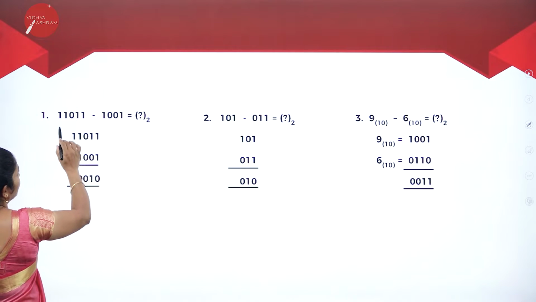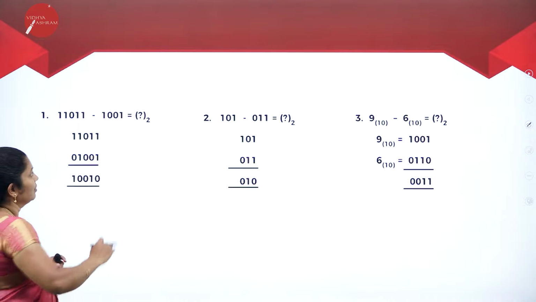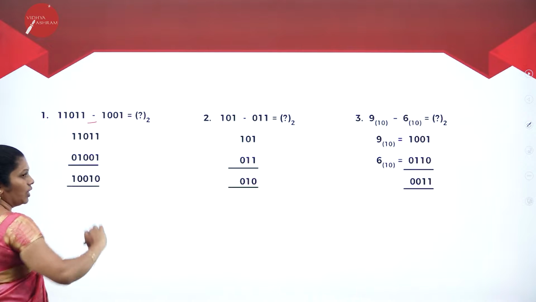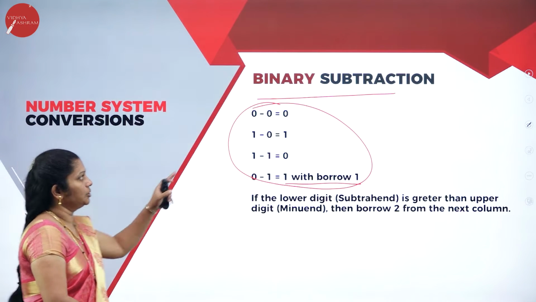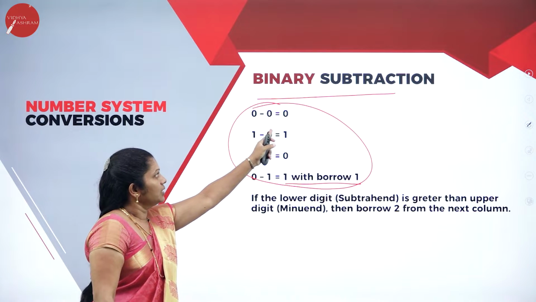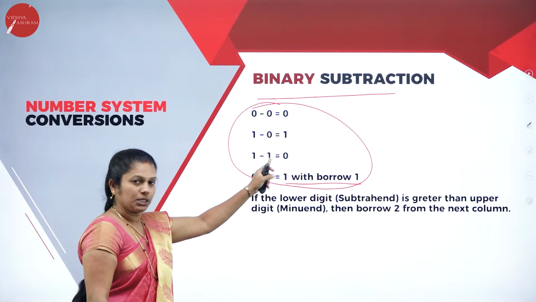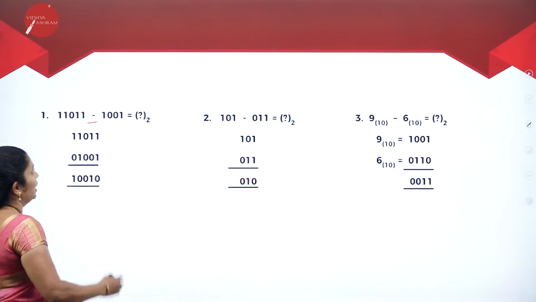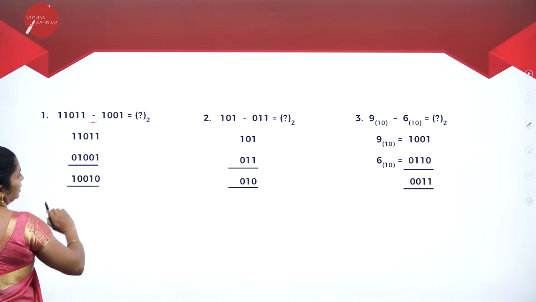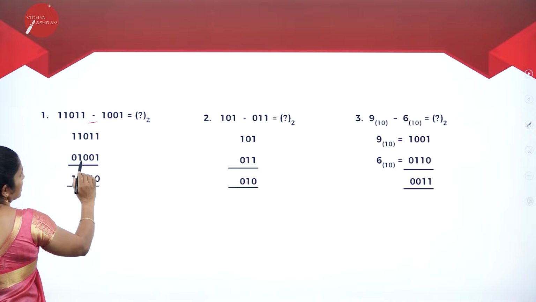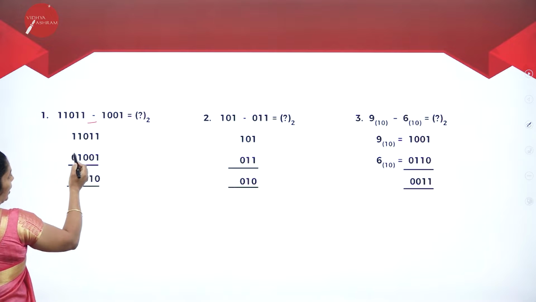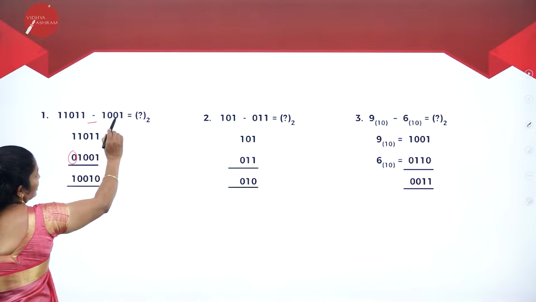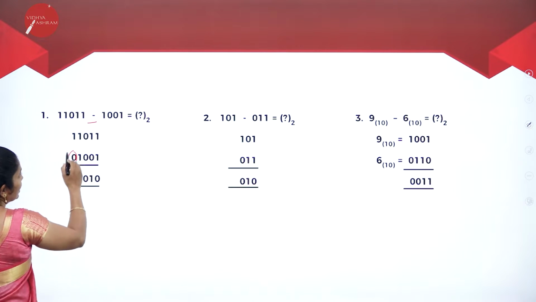Consider we have the numbers 11011 minus 1001. These are binary numbers. We want to perform subtraction. In subtraction, already I told you: 0 minus 0 is 0, 1 minus 0 is 1, 1 minus 1 is 0, but 0 minus 1 is 1 with borrow 1. Now, consider the problem. Here 1 1 0 1 1, then 1 0 0 1. If you observe, we have 5 digits here, whereas here 4 digits. To make them equivalent, we will write 0 here.